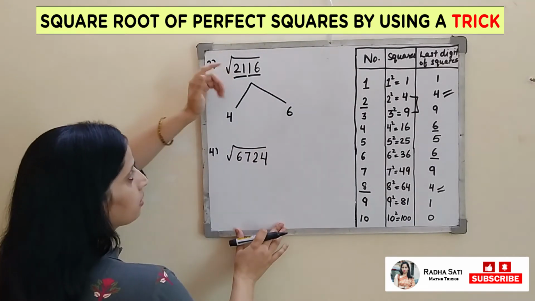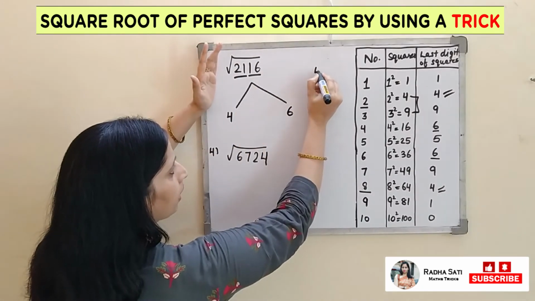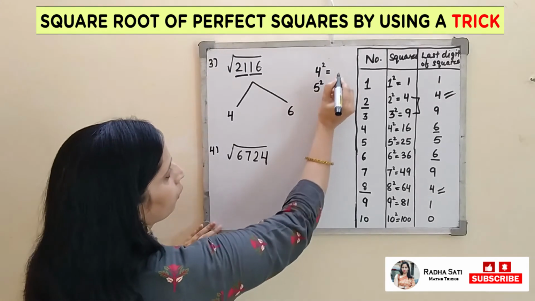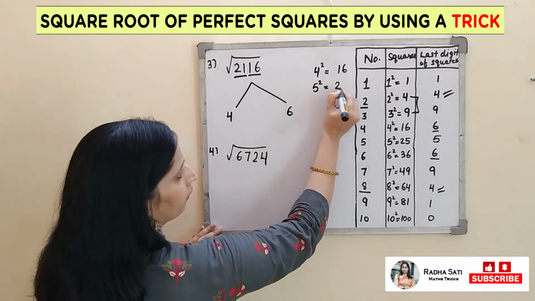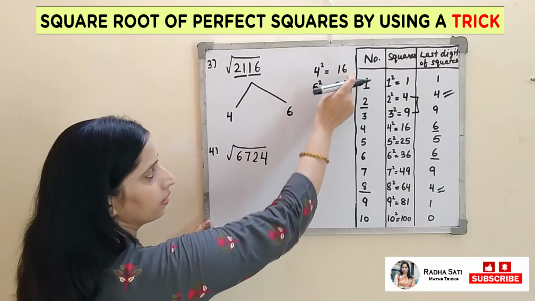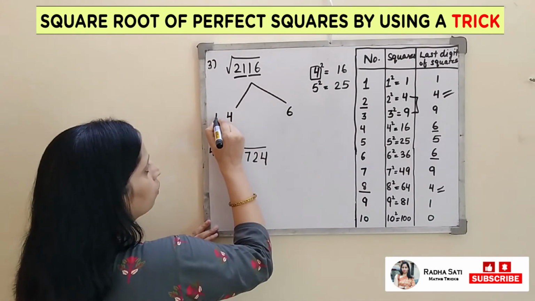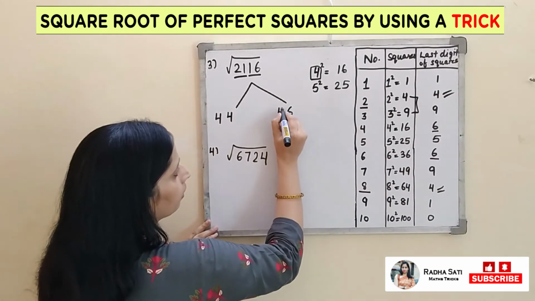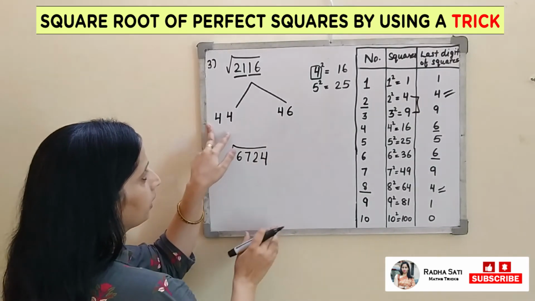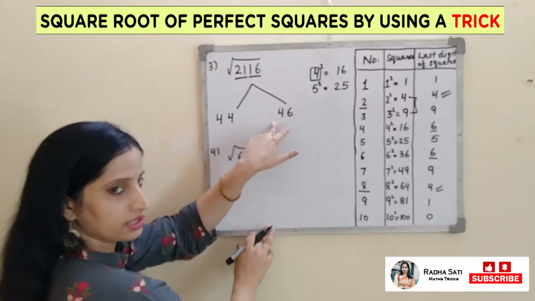Now our next step is to check these numbers. 21. And we know that 21 lies between the square of 4 and square of 5. Square of 4 is 16, square of 5 is 25. And 21 lies between these two. And we will take the smaller one. So we will write 44 and 46. So this means its square root will either be 44 or 46.